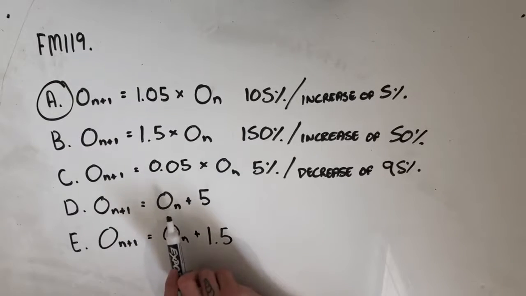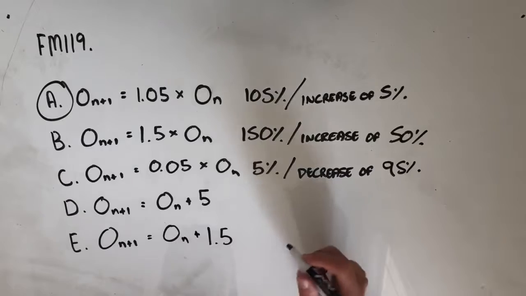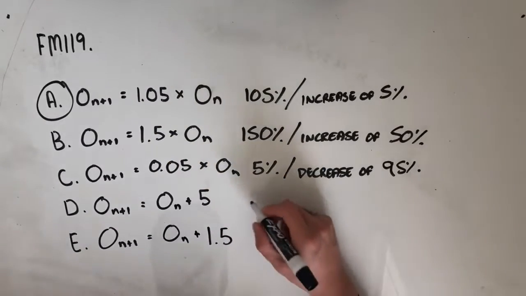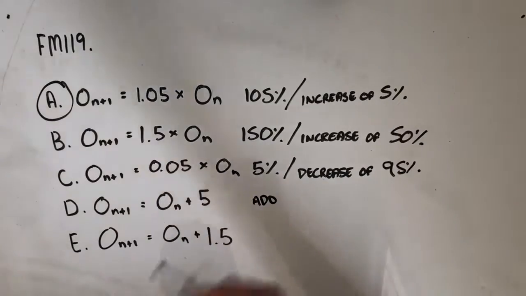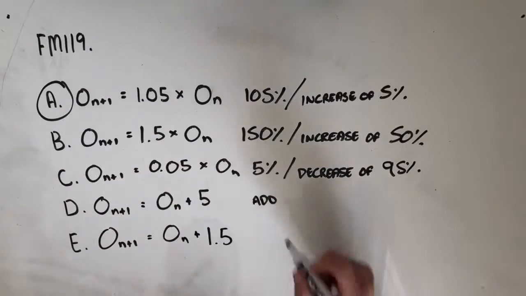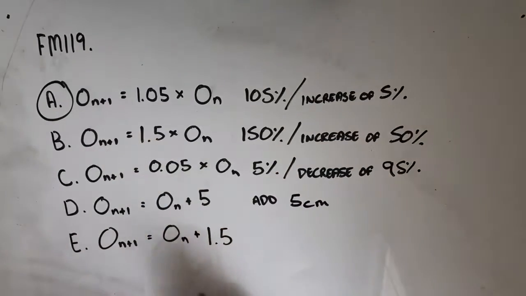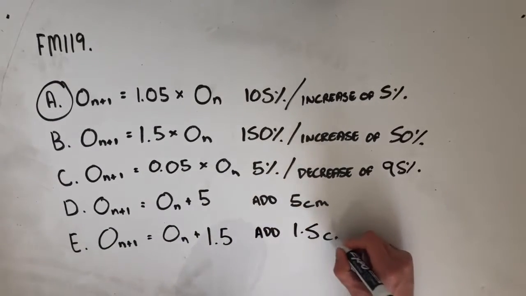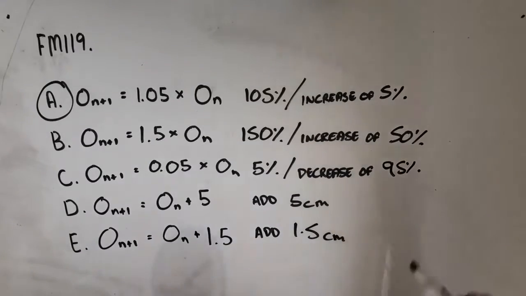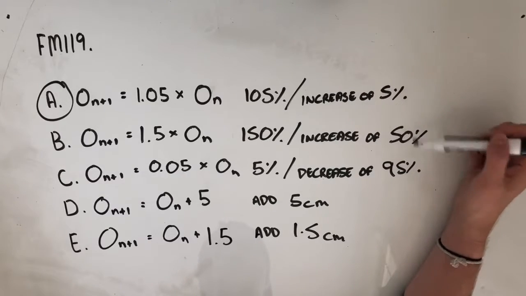Option D, going from one ollie to the next, plus 5. This is just going to add 5 centimeters onto our ollie each time. So there's no percentage increase here, which is what we're looking for. This is purely adding on 5 centimeters each time. And the same goes for E. We've got here one ollie to the next, add 1.5. This is going to add 1.5 centimeters.